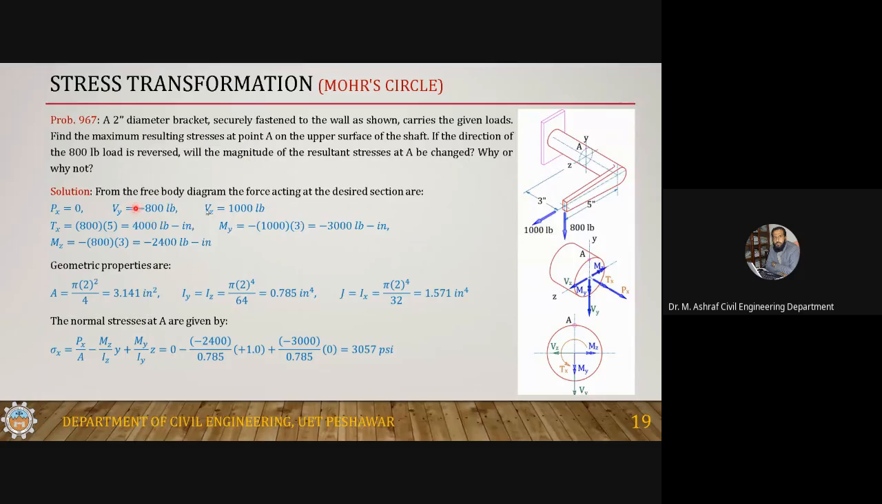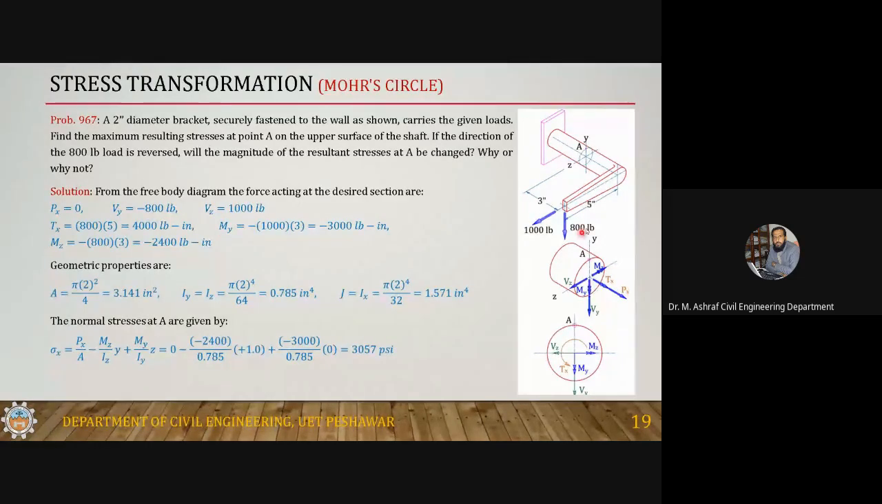Now, this is the case of a combined stress. There are a number of forces applied on this cross section. If you draw the free body of this one and show all the forces on it, and take the sum of the forces, there is no force acting in this direction. So Px should be equal to 0.